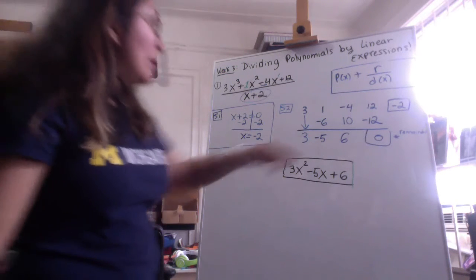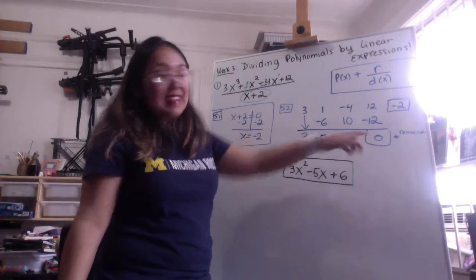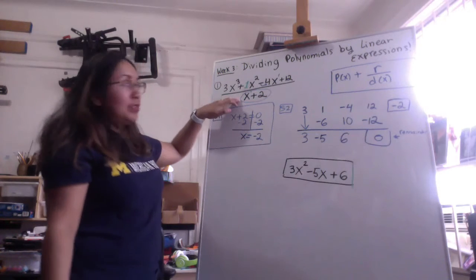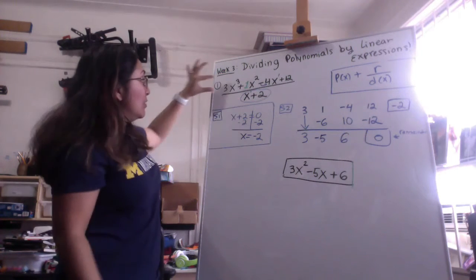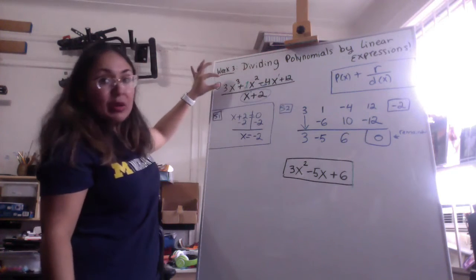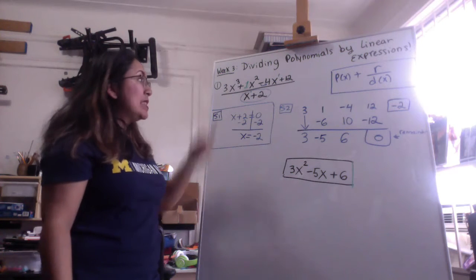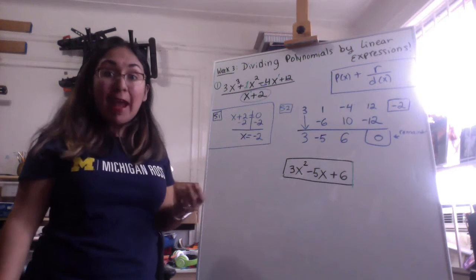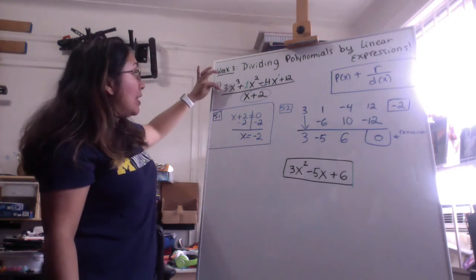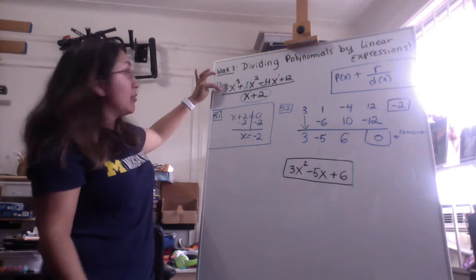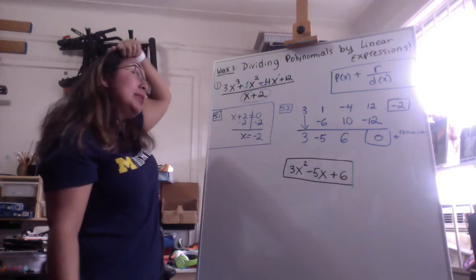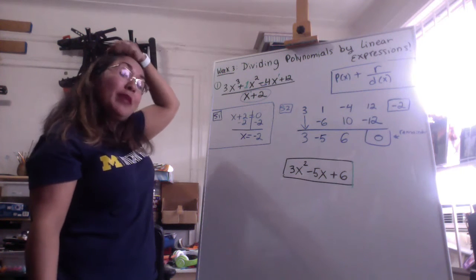Now, because my remainder is 0, that means that x plus 2 divides evenly into the polynomial here on the numerator, the dividend, which means that x plus 2 is indeed a factor of the polynomial expression, 3x squared plus 1x squared minus 4x plus 12.